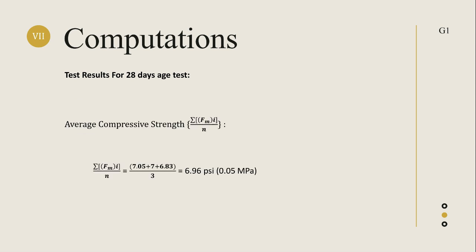To get the average compressive strength of test results for the 28 days age test, the summation of compressive strengths of sample 1 to sample 3 over the total number of the specimen equals 7.05 plus 7 plus 6.83 over 3, we get the value of 6.96 psi or 0.05 megapascal.